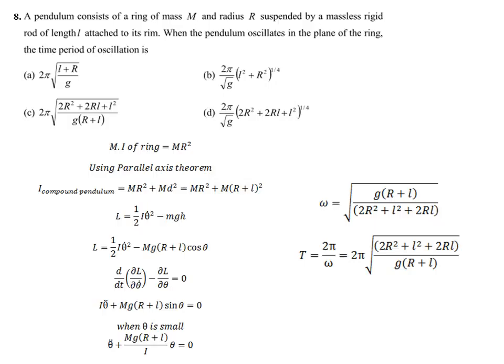Substituting those values in the equation of motion according to Lagrangian, I theta double dot plus mg(r plus l) sin theta equals 0. If theta is small, theta double dot plus mg(r plus l) by I into theta equals 0, and this is omega square, mg(r plus l) by I. So omega is equal to root of g into (r plus l) divided by (2r square plus l square plus 2rl). So time period is 2 pi by omega, and hence time period is 2 pi into root of (2r square plus l square plus 2rl) by g into (r plus l).